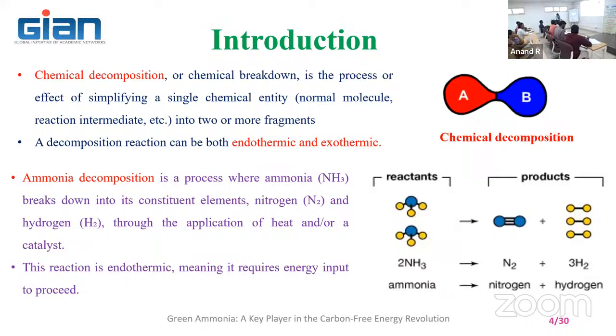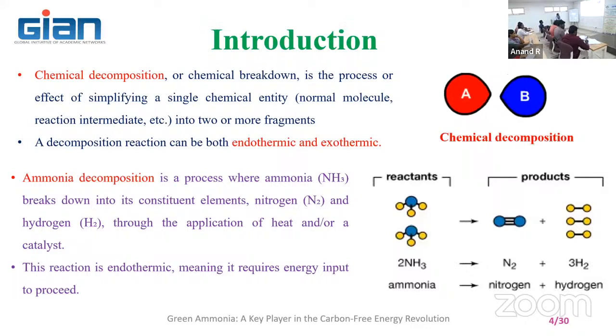So that is the advantage of carrying ammonia instead of carrying hydrogen, particularly for an automobile system. Chemical decomposition, or chemical breakdown, is the process of simplifying a single chemical entity, a normal molecule or a reaction intermediate, into two or more fragments. The products need not be only hydrogen along with nitrogen; some intermediate reactions happen in between. Yesterday we saw around 36 intermediate reactions happening to form nitrogen from ammonia, and similarly intermediate species form in between to make hydrogen from ammonia.